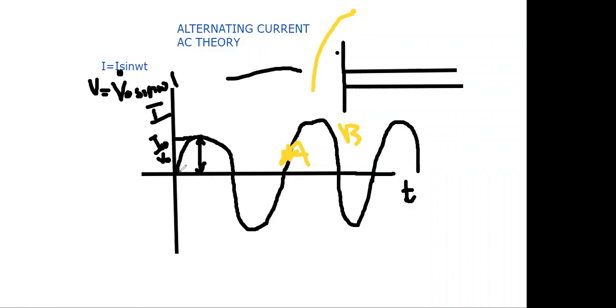If it was just something normal, we would have just used omega here. So the current is I naught, the peak current, sine omega t. If you are relating it in terms of velocity, it is basically the same thing: v naught, the peak velocity, sine omega t. I hope you are all getting me.